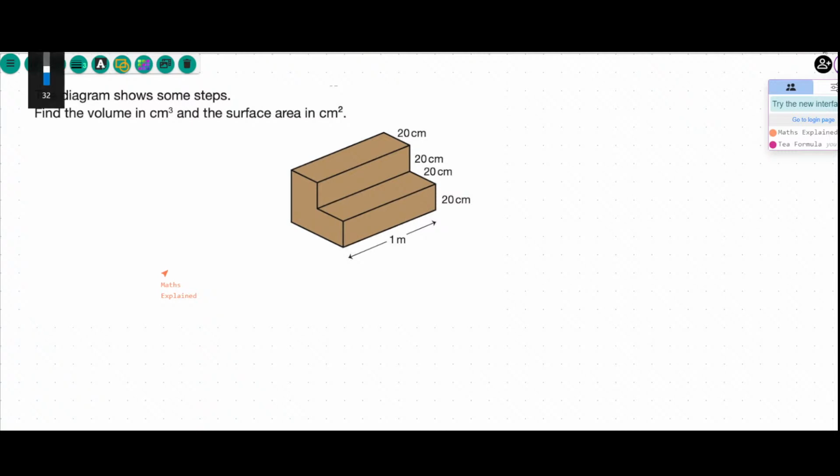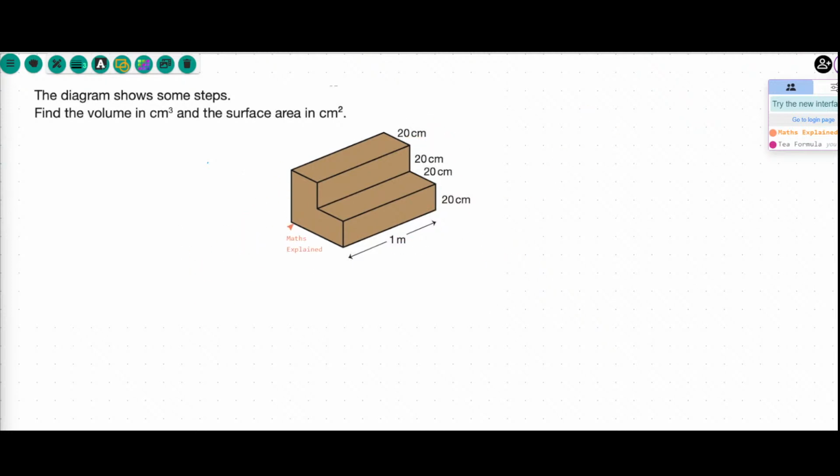Surface area. See, the volumes are nice. Surface areas are what I find painful. Really interesting. Surface area of cuboids. Well, just the process. All right. So the diagram shows some steps. Find the volume in centimeters cubed and the surface area in centimeters squared.